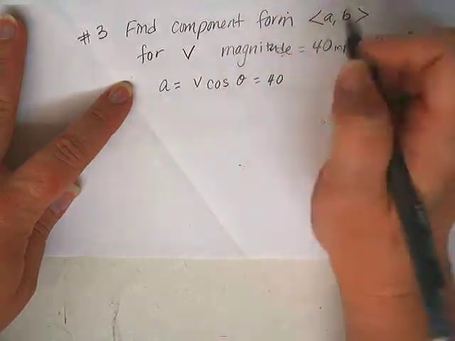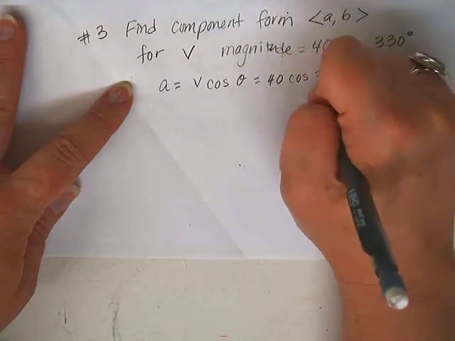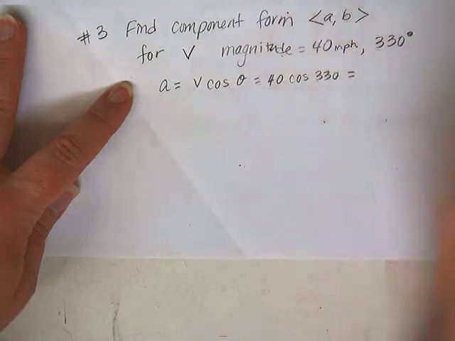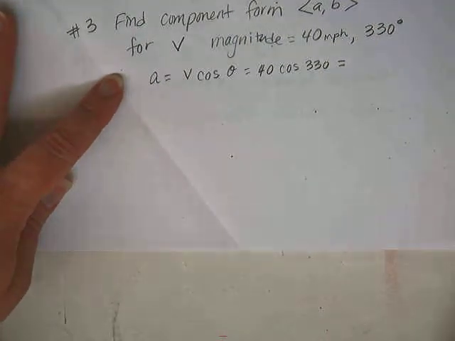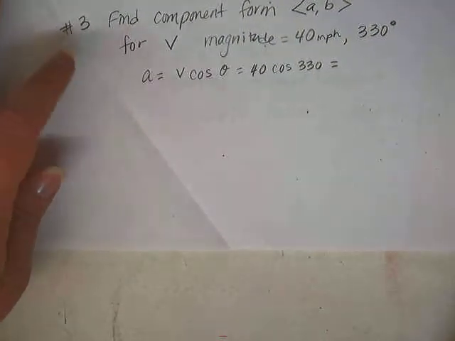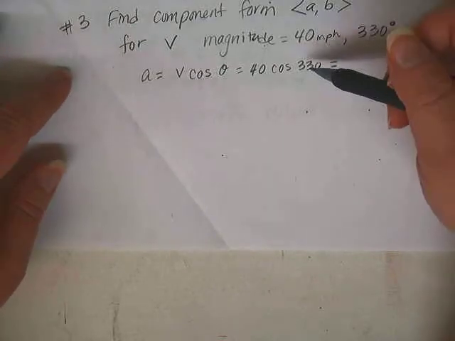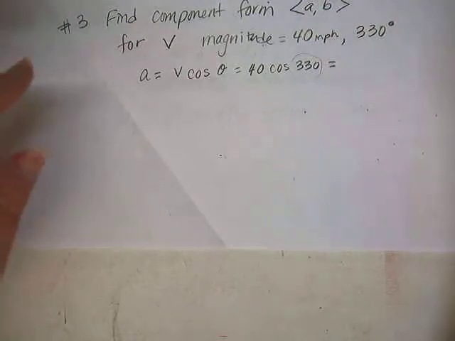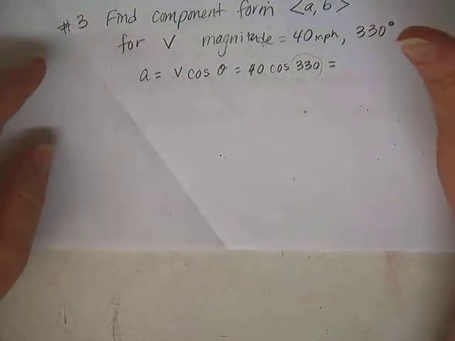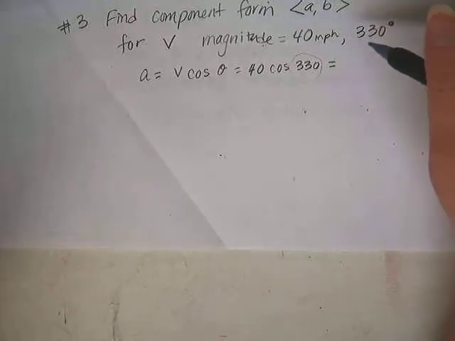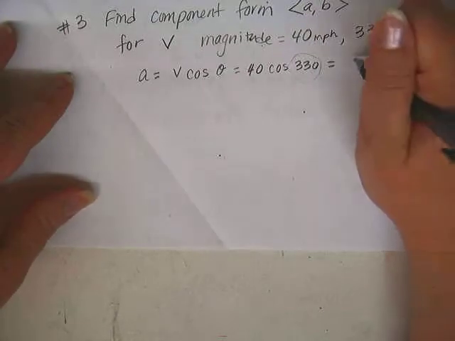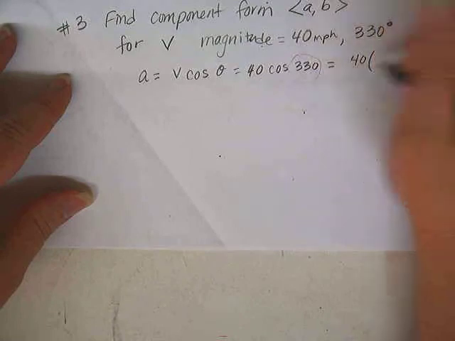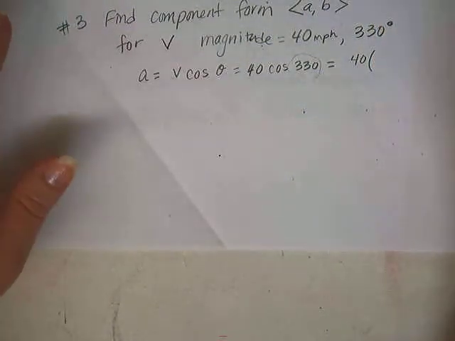So to find A, we're doing the same exact formula. It would be the magnitude V times cosine of the angle. So 40 cosine 330. So what do you get for that? Actually, 330 is one angle that's on your chart. So when it's one of the angles on the chart, you're supposed to do it exact instead of using a decimal.